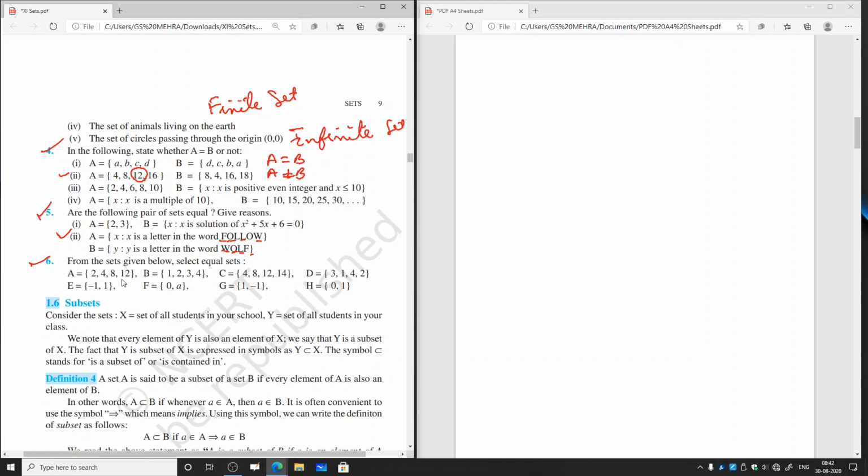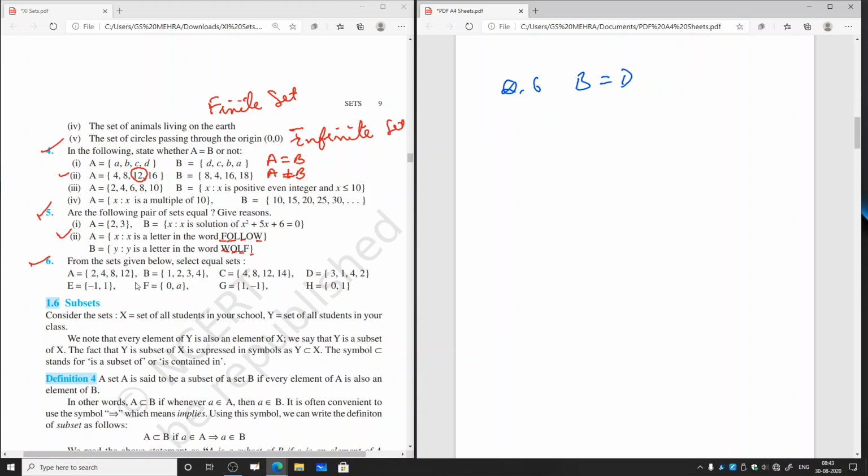So, here we have to select the equal sets. A is {2, 4, 8, 12}. If you see here, there is no set which is equal to set A. B is {1, 2, 3, 4} and D is also {1, 2, 3, 4}, the elements are the same. So that means B is equal to D. Then for C, there are 4 elements, 4, 8, 12, 14, and there is no other set which is equal to C.